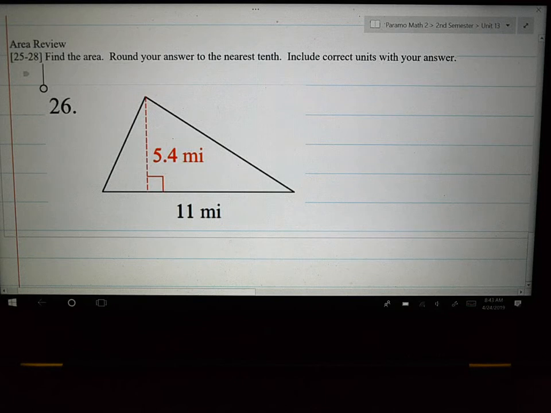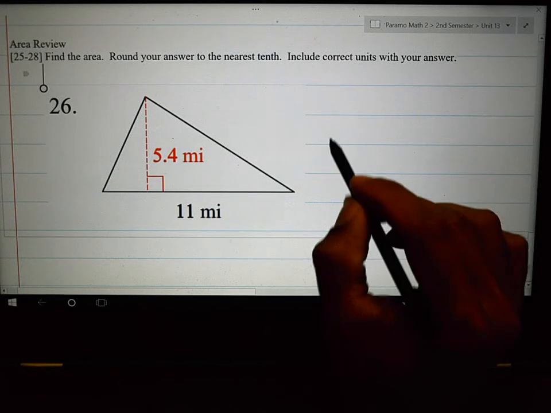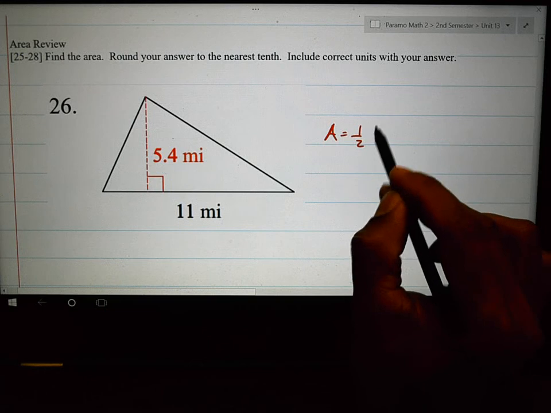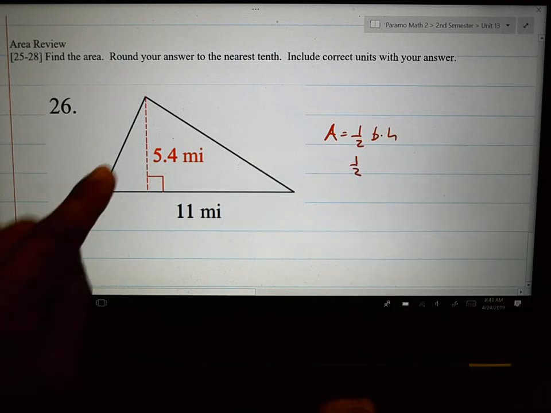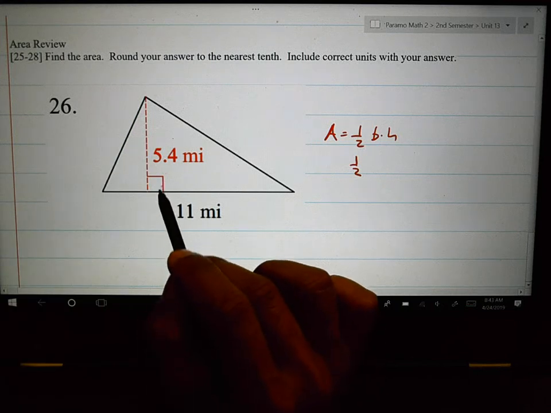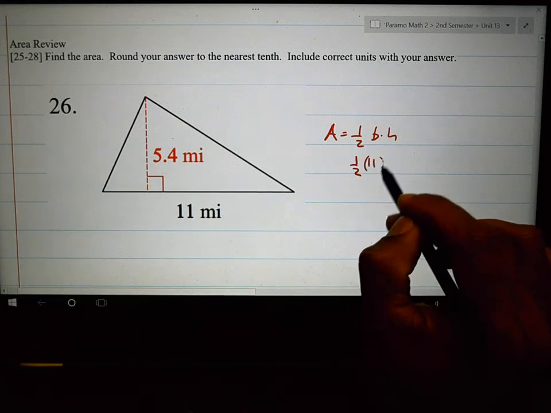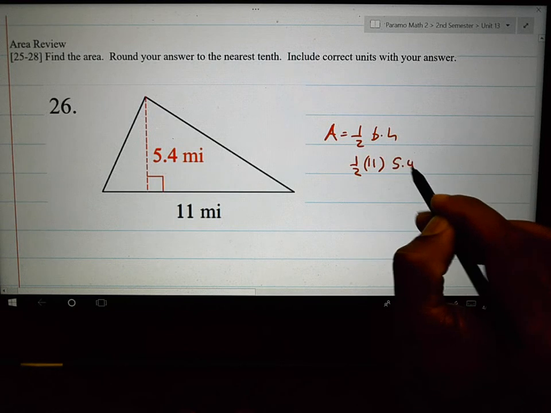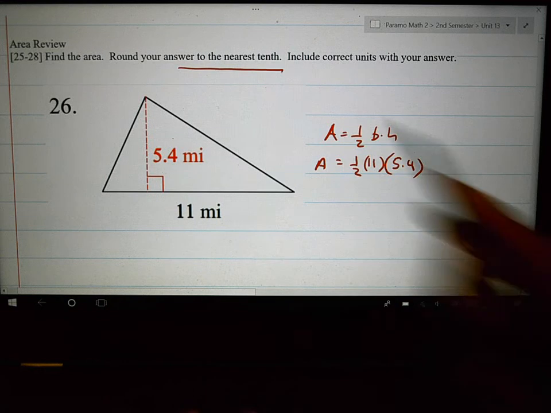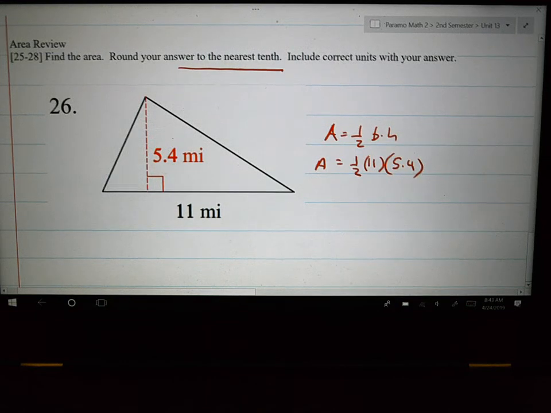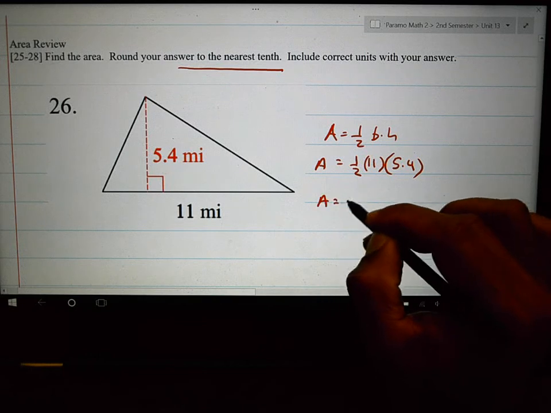The formula for the area of a triangle is half the base times the height. So the base here and the height have to be perpendicular. I know that they are because of this right angle symbol. The base is 11. The height is 5.4. So if I want to find the area rounded to the nearest tenth, I plug it all in. 0.5 times 11 times 5.4 to the nearest tenth is 29.7.